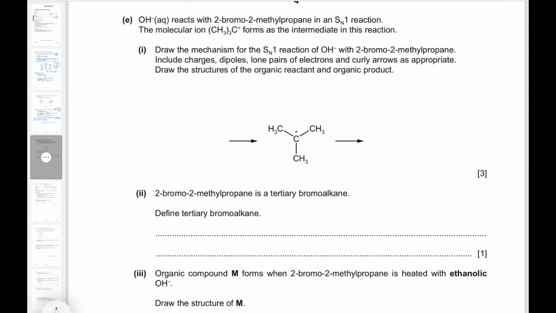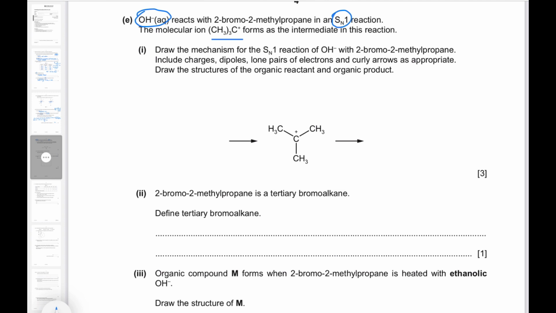E. Aqueous hydroxide reacts with 2-bromo-2-methylpropane in an SN1 reaction. SN1 reaction is a nucleophilic substitution reaction between a tertiary halogenoalkane and a nucleophile, which in this case is a hydroxide ion. This molecular ion forms as the intermediate in this reaction. So this is a tertiary carbocation.